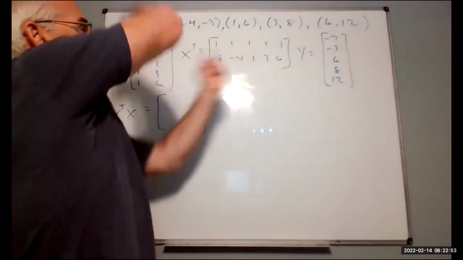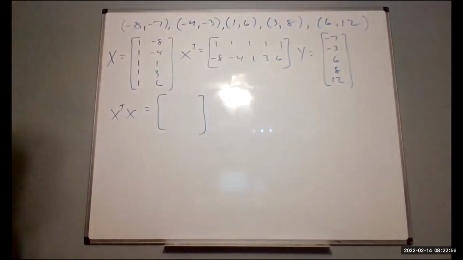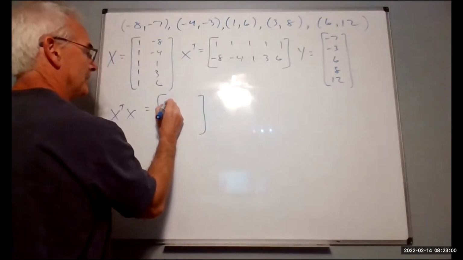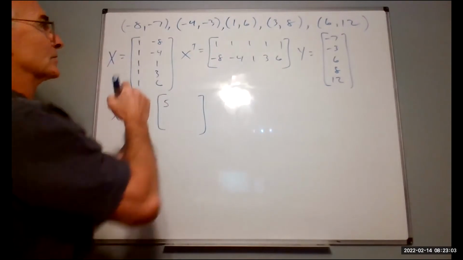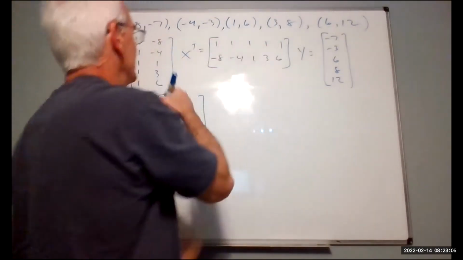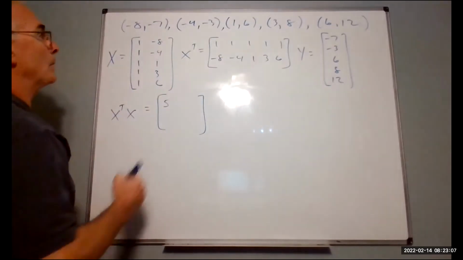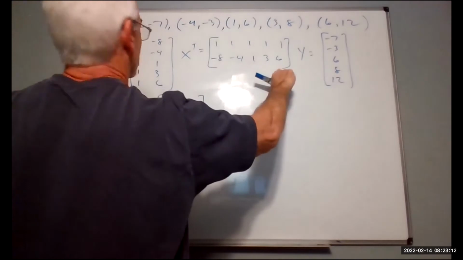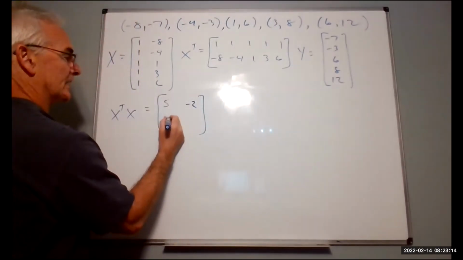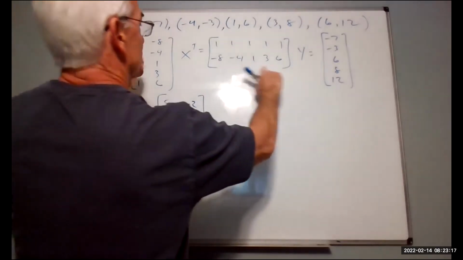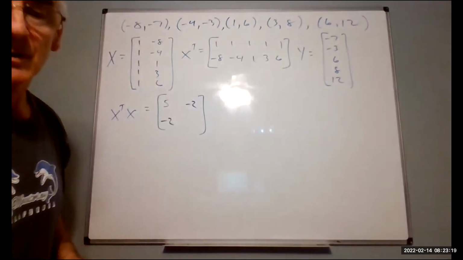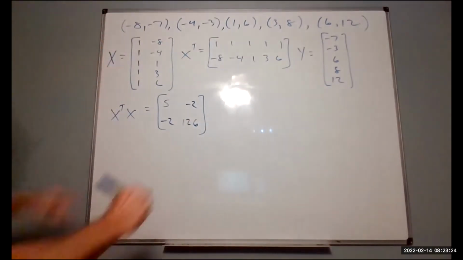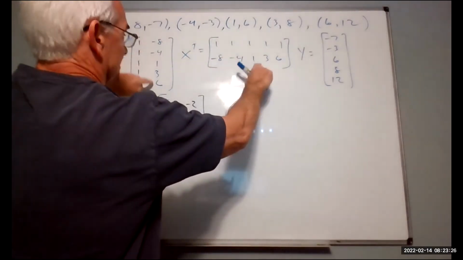I'm going to go this way. It might be easy to write X transpose first. So my first calculation, I'm going to go boom, boom, boom, boom, boom. That's just 5. My next calculation is going to go this way, which means I'm basically adding these up. That would be -2. My next calculation is this row times this column, which is also -2. And my last calculation is this row times these values, which is 126. Okay. This plus this plus this plus this plus this.